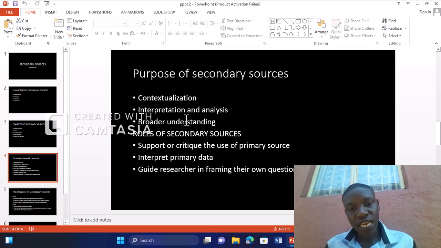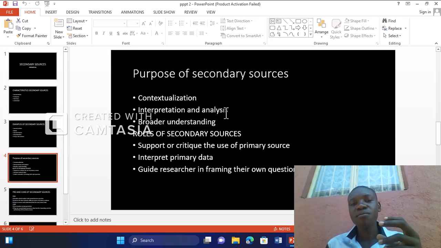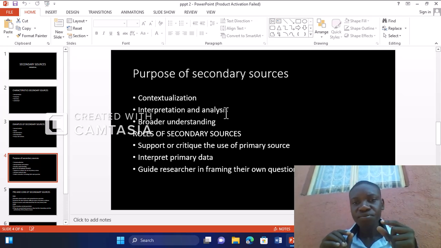So these secondary sources also have some roles. Some of the roles are that they support or critique the use of primary sources. Meaning the primary sources might be giving some stuff, but they are not clear.